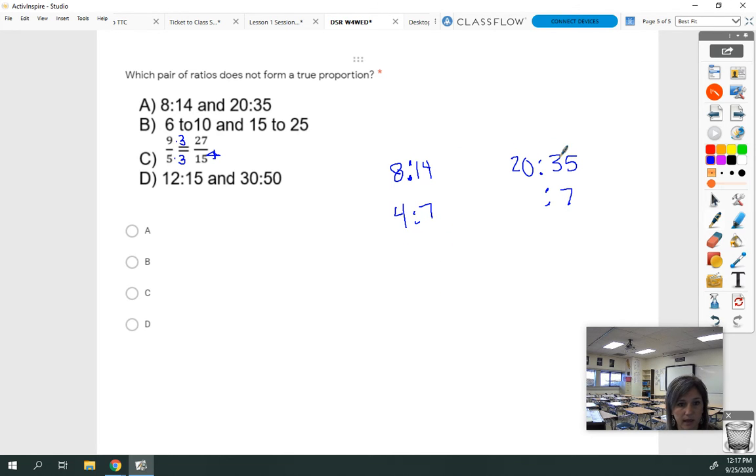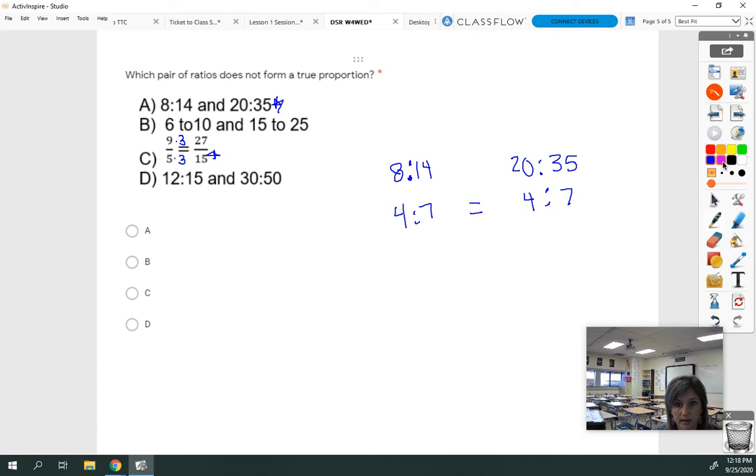Let's see if the same thing happens over here. 35 divided by 5 is 7. 20 divided by 5 is 4. Remember, since I divided this side by 5, I have to divide this side by 5. 4 sevenths is 4 sevenths. So this is a true proportion.